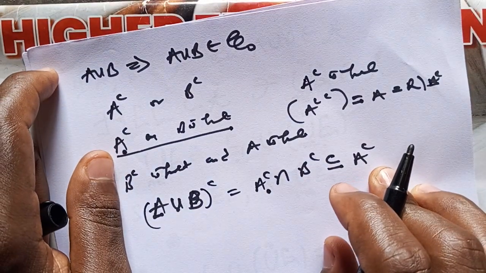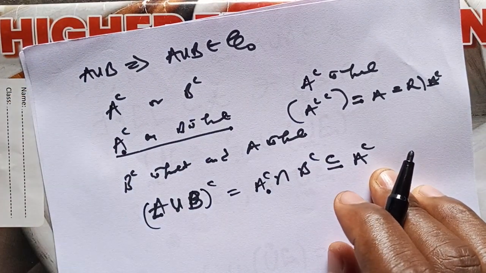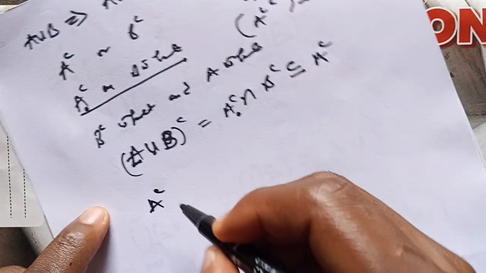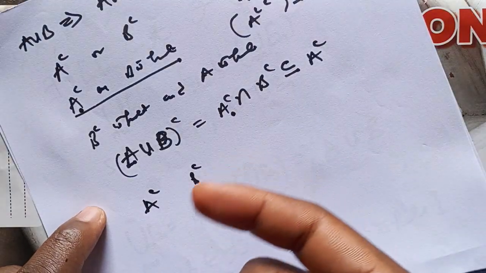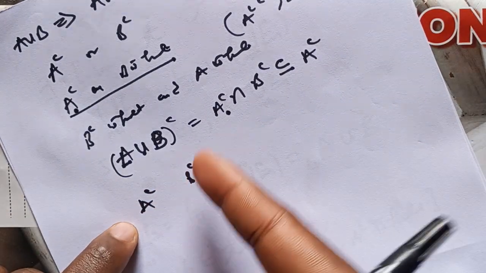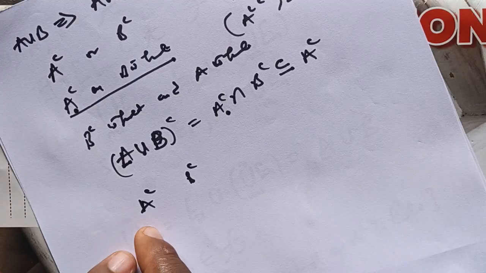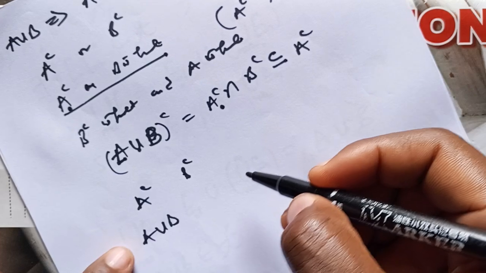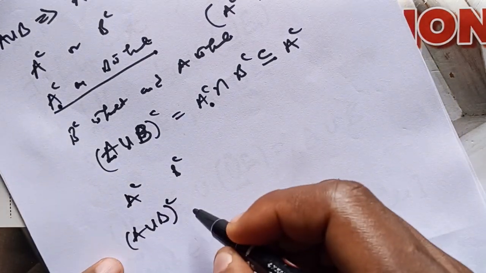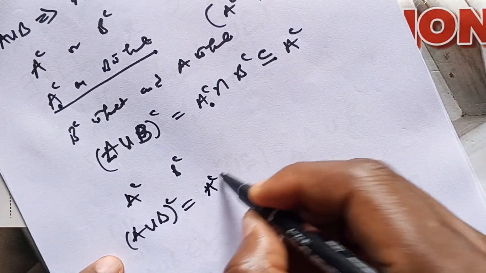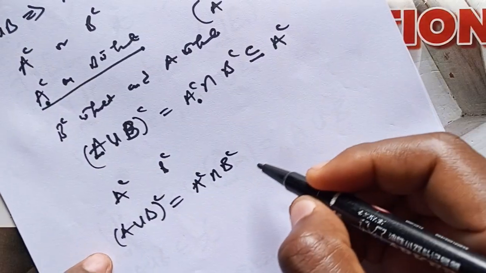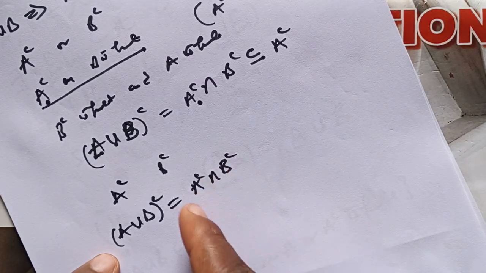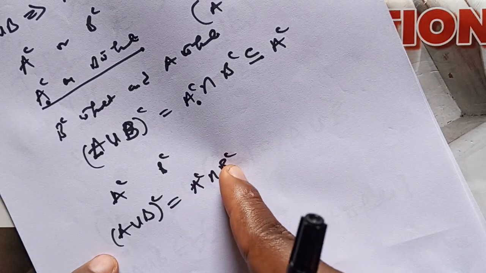Okay, so the last case we are going to consider is if A complement is finite and B complement is finite. Now, if A complement is finite and B complement is finite, it means that A is infinite and B is infinite. So their union is what? Infinite. But if I take the complement of it, this gives me A complement intersect B complement. And of course, A complement is finite, B complement is finite.